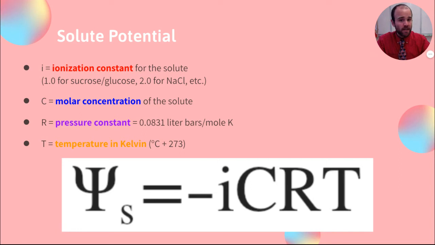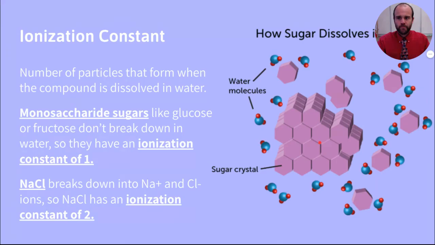C is the molar concentration. How concentrated is it? R is a constant. You'll always use 0.0831 liter bars per mole K. And T is temperature, and we're always going to be in Kelvin. So Kelvin is a unit based on absolute zero. And how you figure it out is you take degrees Celsius and add 273. Absolute zero is negative 273 degrees Celsius. And so Kelvin just starts at absolute zero, and the next one up is 1. So just degrees Celsius plus 273 will get you your Kelvin temperature.